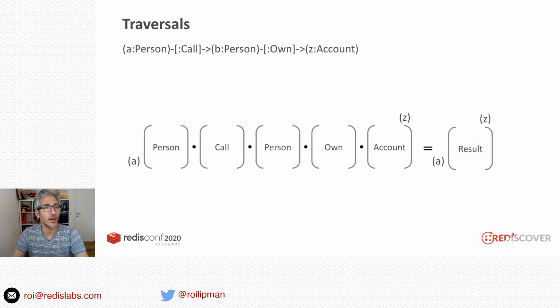So let's look at a more realistic example. Suppose that we want to find out some person A, or I should say all of the persons A, which have called some other person, let's call that other person B, and we want to make sure that that B person owns some account Z. And let's say that we're only interested in either or both the A nodes and the Z nodes.